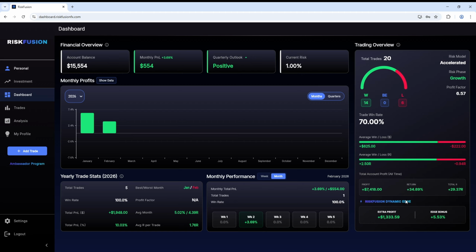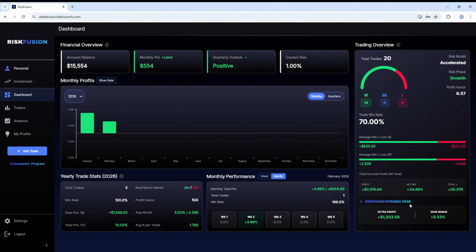And then at the very bottom we have our RiskFusion Dynamic Edge. Now this actually shows you how much additional profit you've made by using our risk models. Now our risk models should generate you more profit over time compared to a fixed risk model. For example, if you were trading the accelerated risk model, we base that on the fact that if you were trading a fixed risk, you would risk 1% every single trade forever, regardless of whether it wins or loses. Okay, but of course if we applied our accelerated risk model to that, it means we start at 1%, but our risk will fluctuate up and down depending on how we are performing.